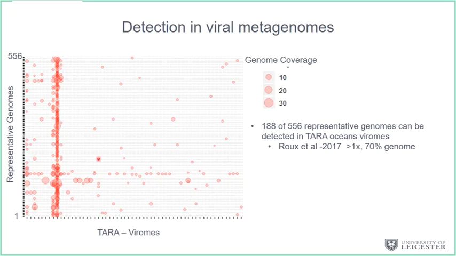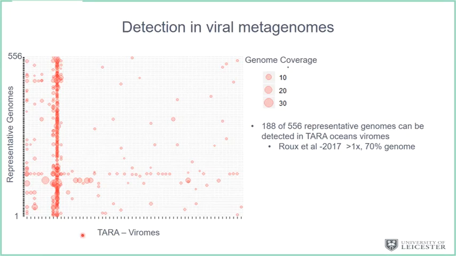But what we can do is take existing data from virome datasets. So what was done here is people have taken previously produced viromes. A virome is where people have gone to the environment, filtered out all the bacteria from a seawater sample, and they're left with, and enriched for, all the viruses that are present. And then they sequence this.